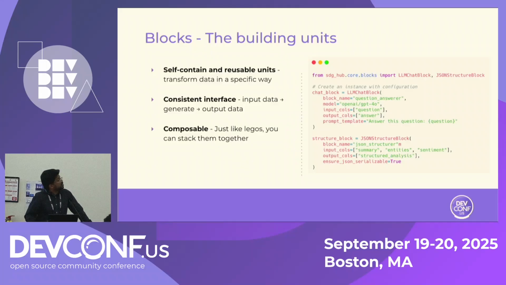On the right, you see this interface, which is how you can create a simple LLM chat block where you can specify your model and give a prompt template, and this can run on your data set. Not just LLMs, you can pretty much wrap any Pythonic function into a block abstraction, and hence it'll be modular, and you can use it in any generation pipeline.